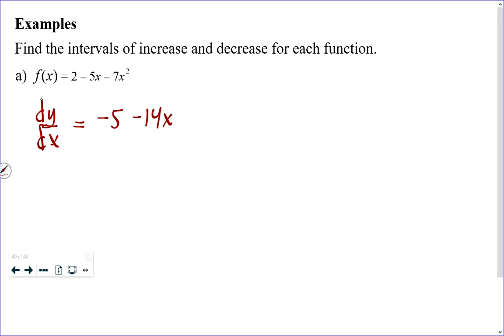So think about what we're asked to do here. We're asked to determine where the function is increasing and where it's decreasing, which means we're asked where is the derivative positive and where is the derivative negative. Well, logically speaking, before you find out where it's positive and where it's negative, you have to find out where it's neither. You have to find out where, in this case, it's equal to 0. So where is the derivative equal to 0?